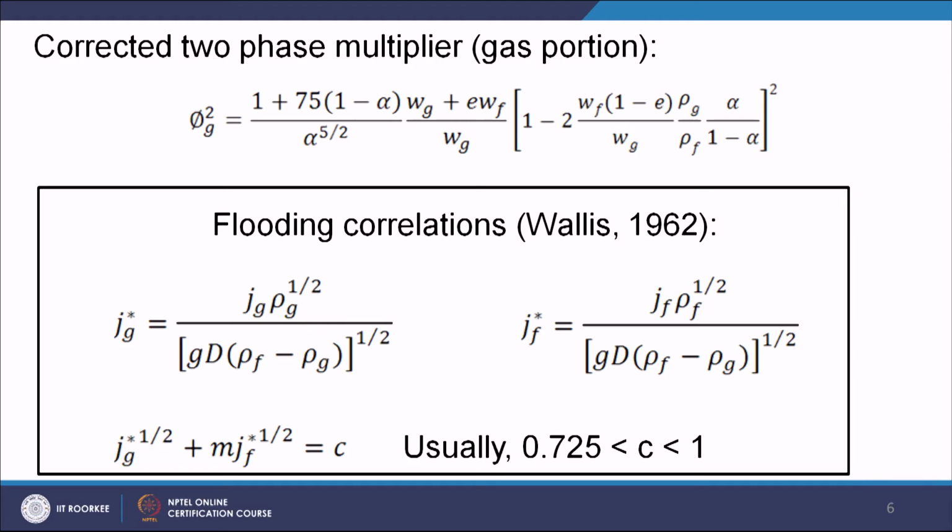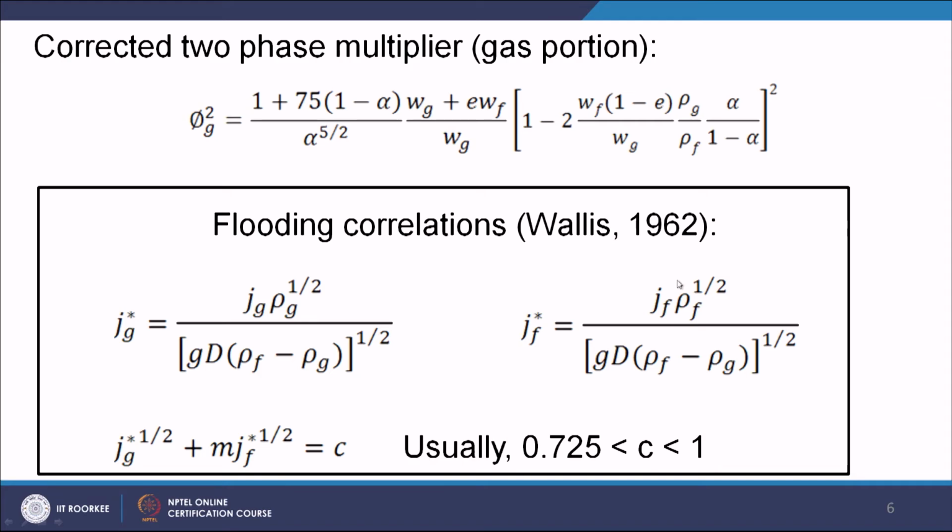So, let us see what is Jg star. Jg star involves Jg multiplied by rho g to the power half, divided by (g D multiplied into (rho f minus rho g)) to the power half. As he has included the diameter and the fluid densities, it will be valid for any fluid pairs as well as any pipe diameters. Okay. Similarly, Jf he also defined. So, Jf star is nothing but Jf into rho f to the power half, divided by (g D (rho f minus rho g)) to the power half. Okay.